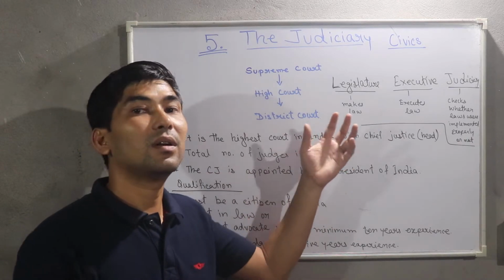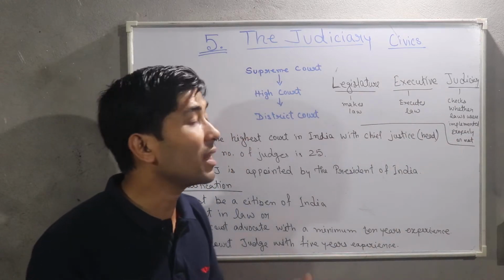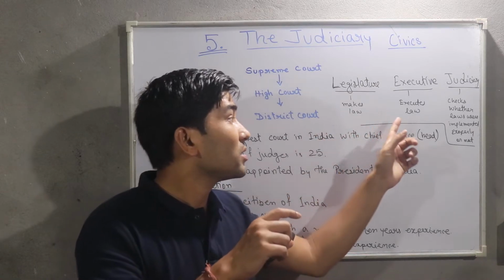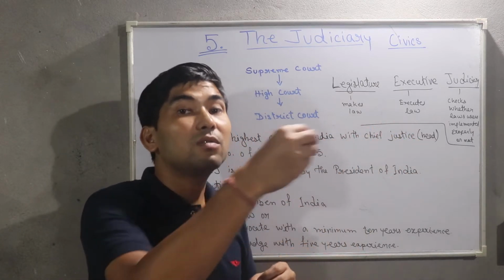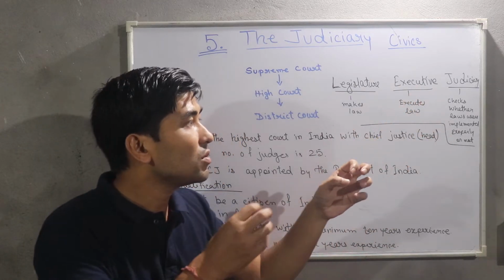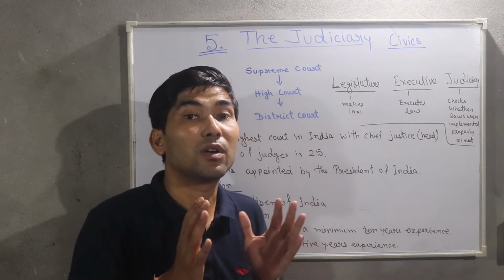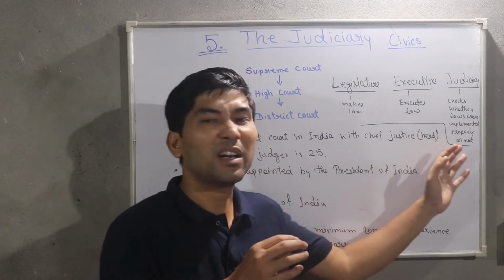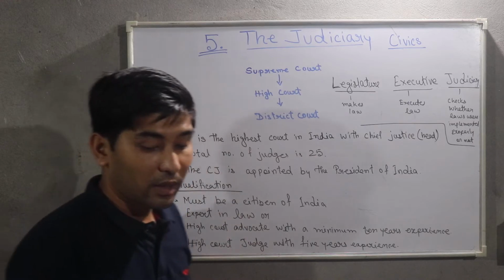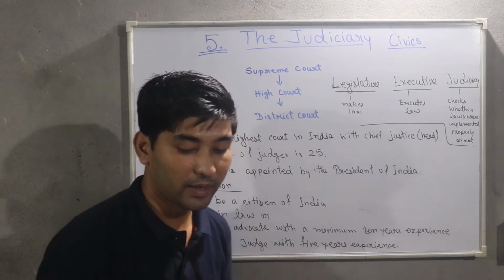Before that, you must learn about the three departments of India, that is the legislature, executive and judiciary. What is the legislature? The legislature makes law, whereas the executive executes the law, implements the law. And the judiciary checks whether the laws were implemented properly or not. If the laws were not implemented properly, then it punishes the guilty. So that is about the three departments. I hope you all know that.